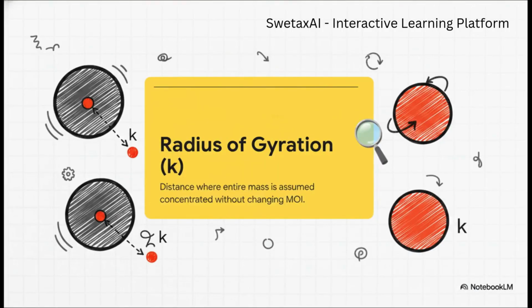Now sometimes, we want to simplify these complex shapes back into a single point, kind of like we did with the center of mass. That's exactly where the radius of gyration, represented by the letter K, comes in. If you wanted to compress a whole rigid body, like a solid sphere or a disk, into a single point particle, but you wanted to keep its rotational resistance exactly the same, you would place that point mass exactly at the radius of gyration.